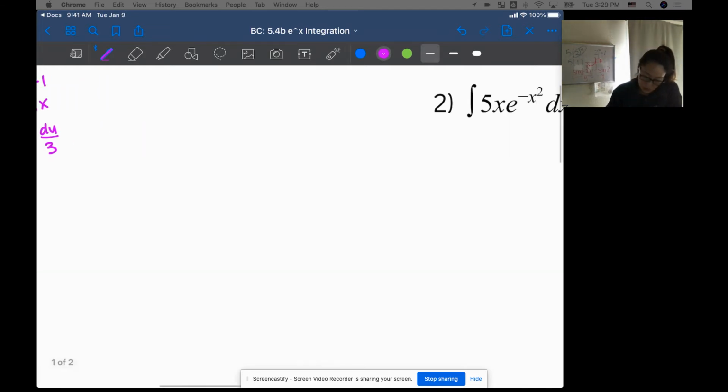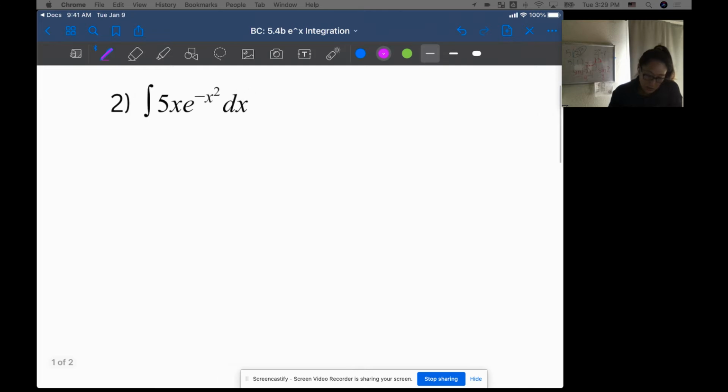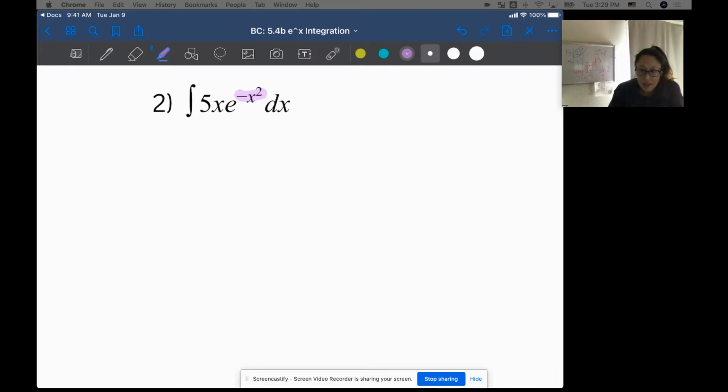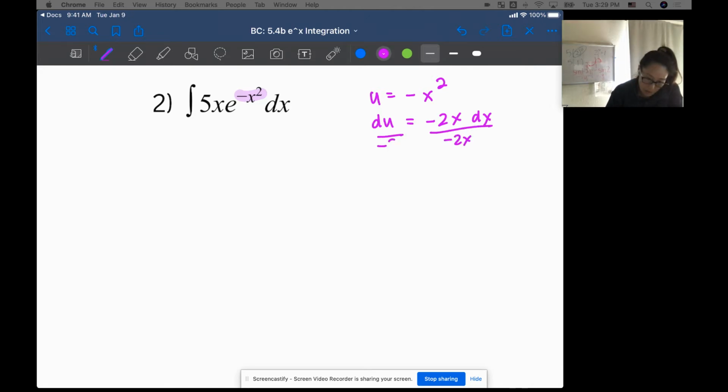All right, number 2. Here we go. This one looks a little grosser, but let's try. Well, I'm going to try that trick. Set the exponent to u since I know how to take the integral of e to the u. So u is equal to negative x squared, and then du is equal to negative 2x dx. And then I'm going to divide both sides by negative 2x. So dx is equal to du over negative 2x.